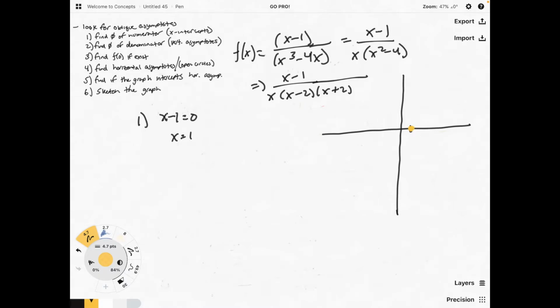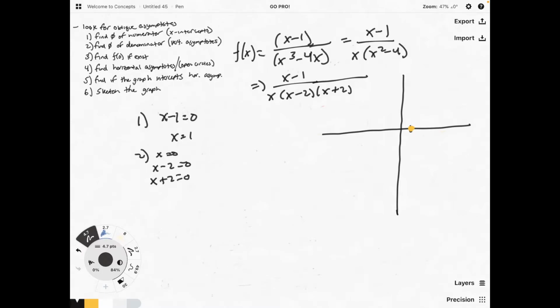Next, what we want to do is to find the zeros of the denominator to find our vertical asymptotes. So we see we're going to have three different zeros. We're going to have x equals 0, x minus 2 equals 0, and x plus 2 equals 0.